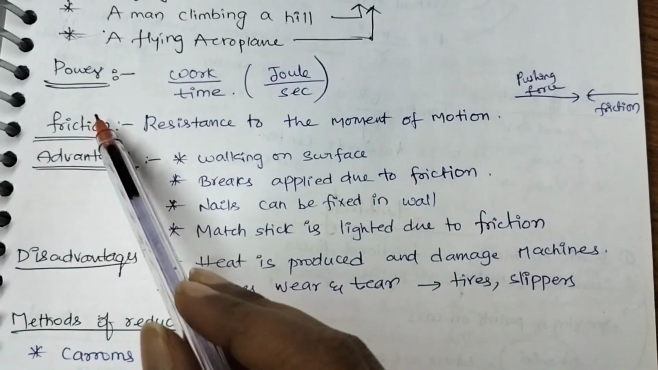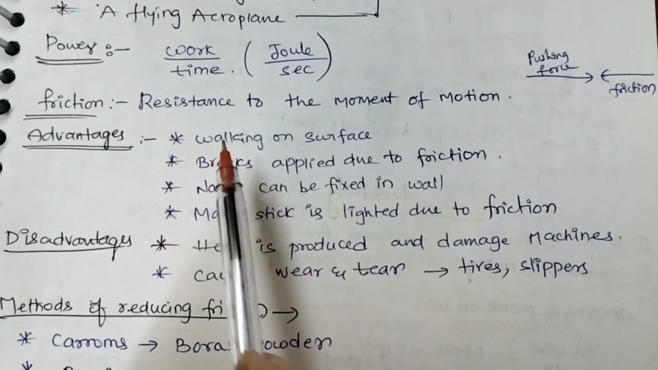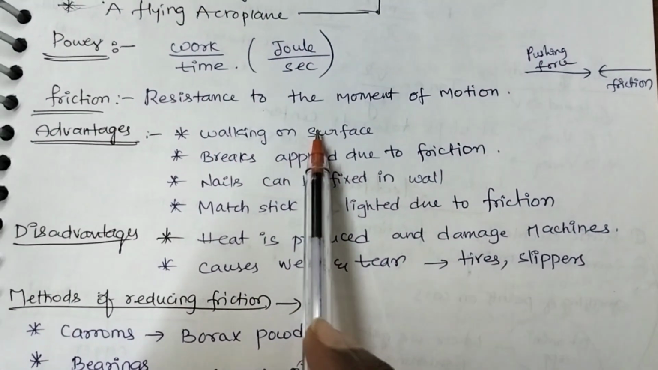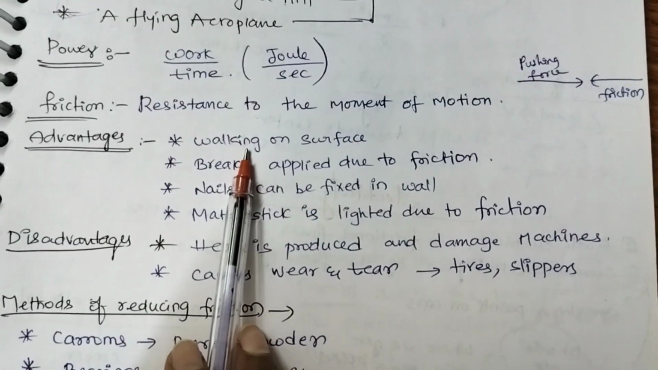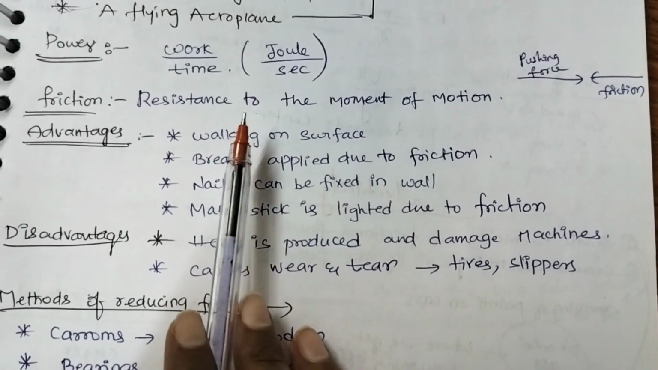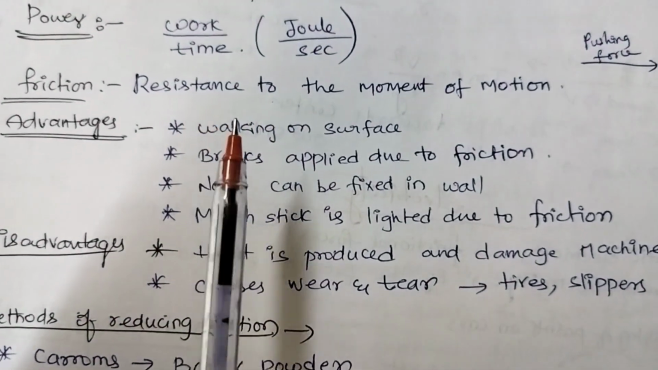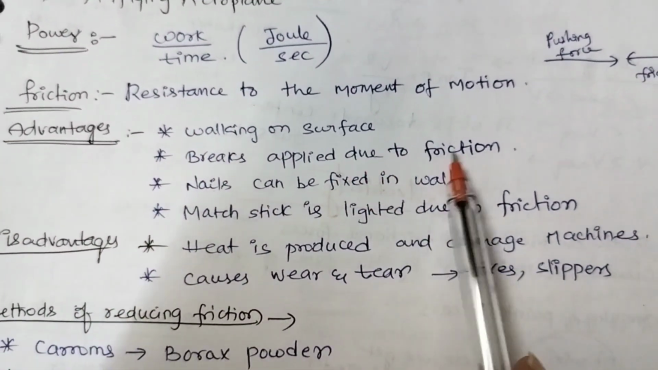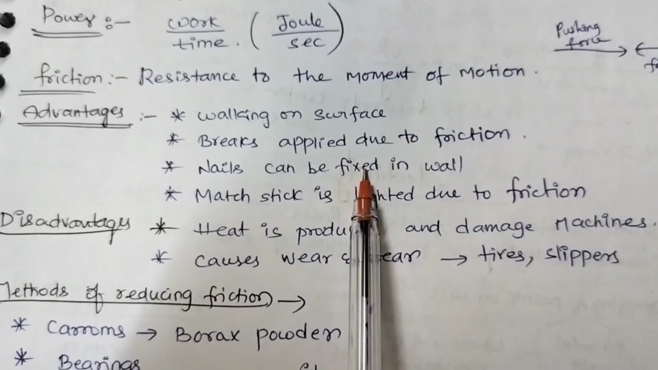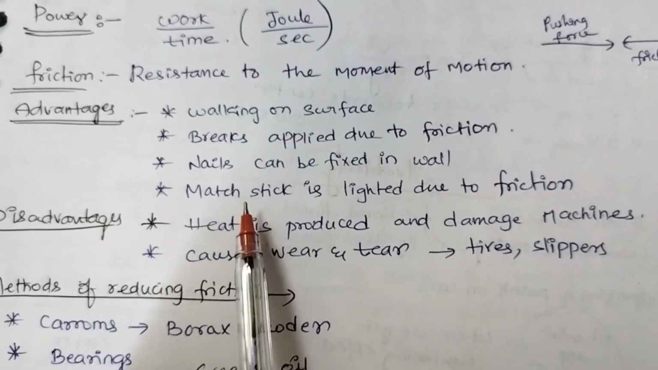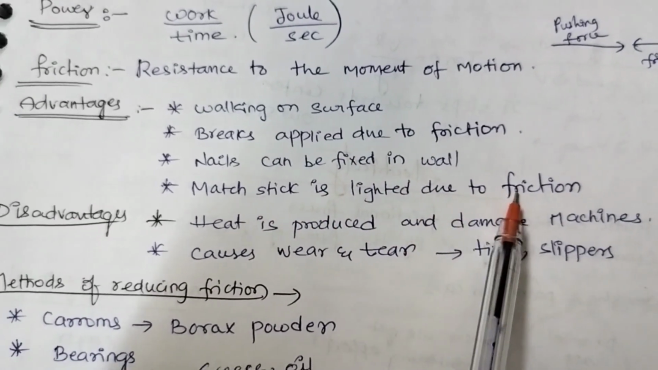What are the advantages of friction? These are some of the applications. Walking on surface. We are walking on some surface comfortably means the resistance to the movement is proper over there, which means friction is properly available. Brakes are applied due to friction. Nails can be fixed in the wall due to friction. Matchstick is lighted due to friction.